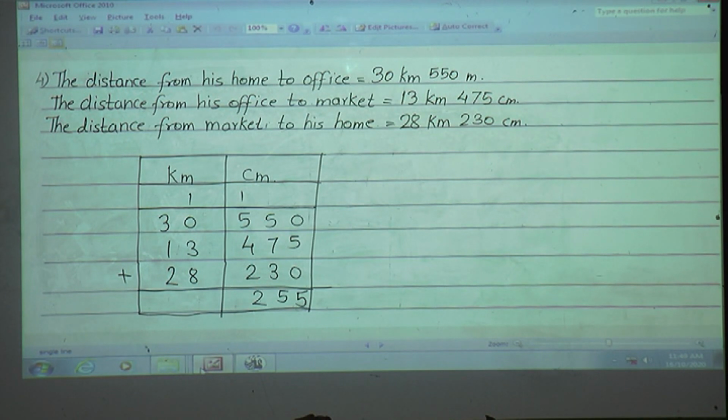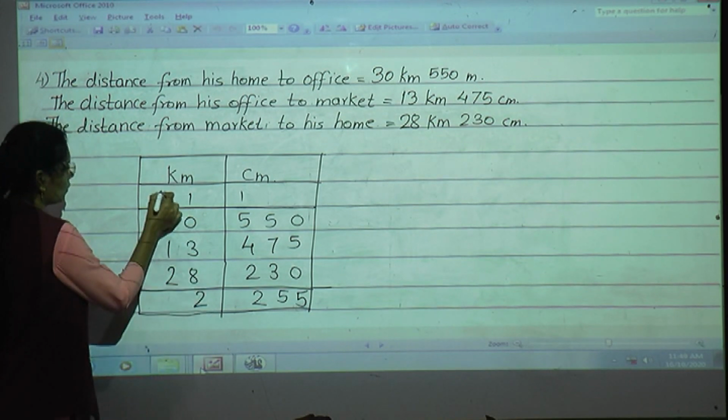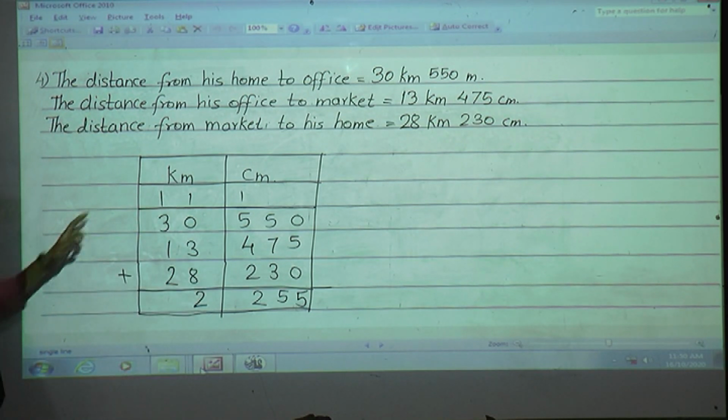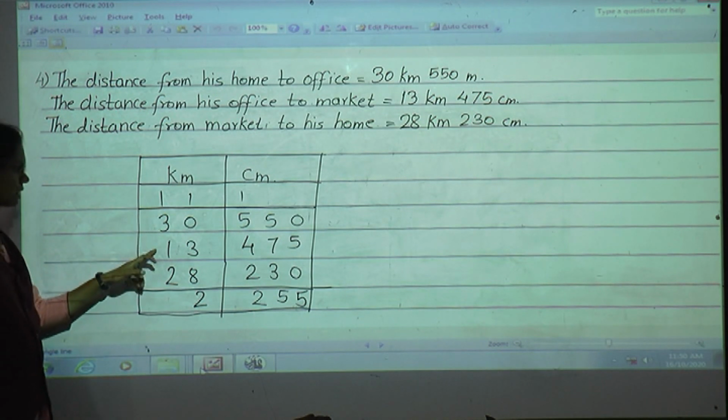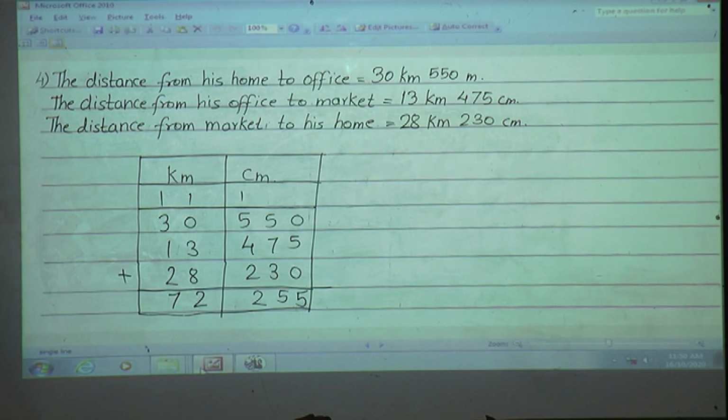Now see the kilometers column. Yes, 1 plus 0, 1. Then 1 plus 3, 4. 4 plus 8, 12. So we will write here 2 and 1 as a carry. Then 1 plus 3, 4. 4 plus 1, 5. 5 plus 2, 7. Okay. So what was the total distance? Total distance, yes, 72 kilometer 255 centimeter. Understood? Okay.